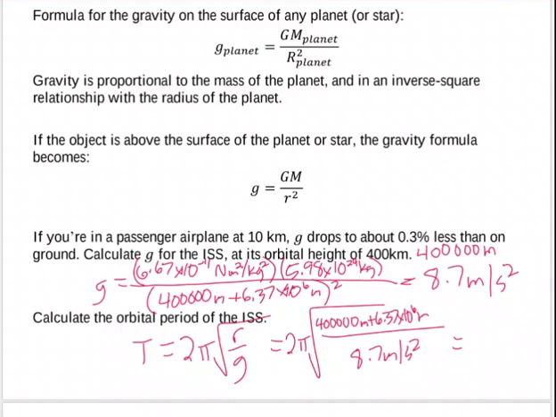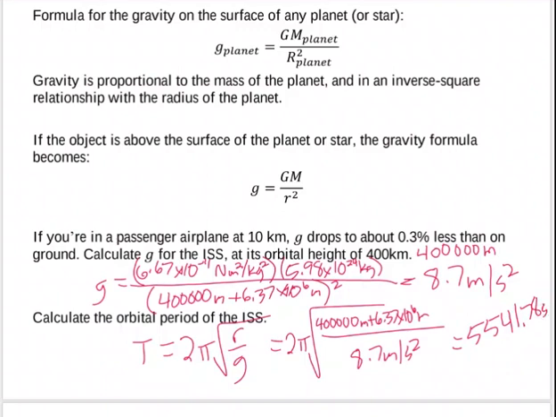6.37 times 10 to the 6th, divided by 8.7. Some big numbers. 5541.78 seconds.